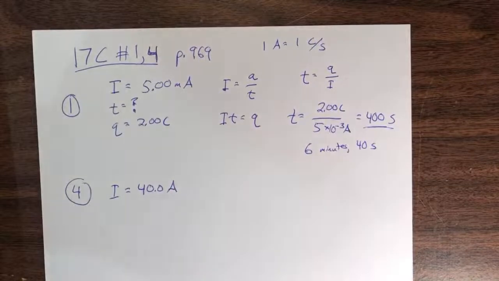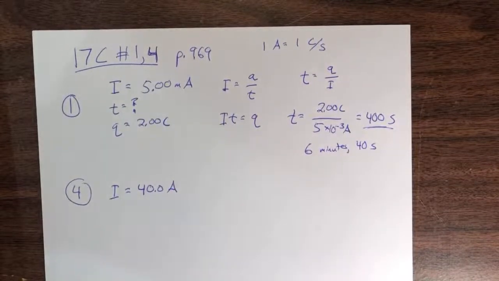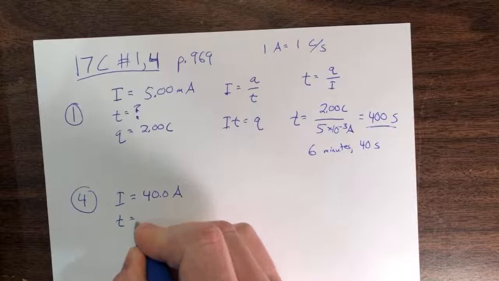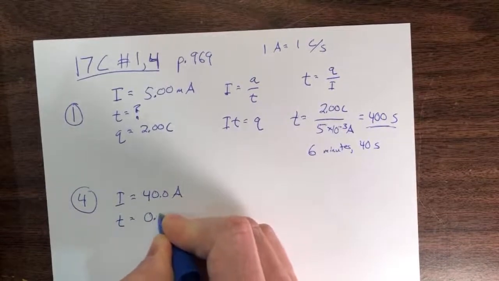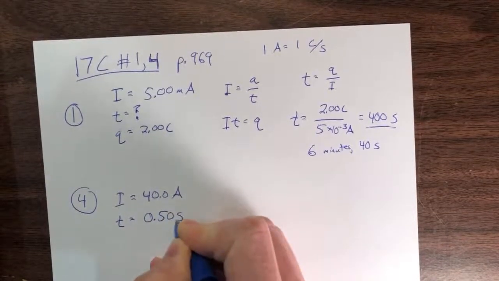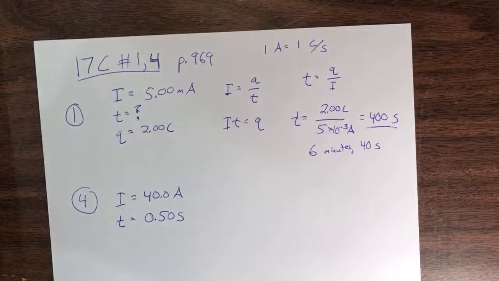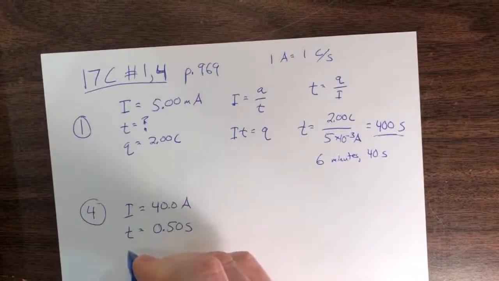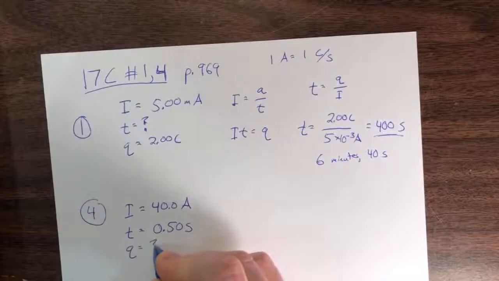When it starts up, it's going to use significantly more electricity than when it's normally running. If the startup time is 0.5 seconds, how much charge passes a cross-sectional area of the circuit in this time? So we're solving for how much charge, which is Q.